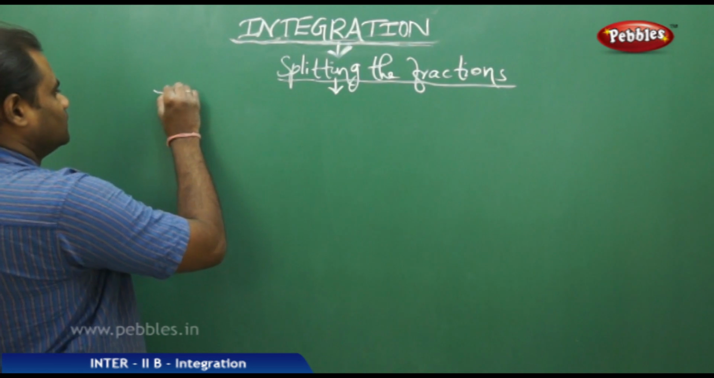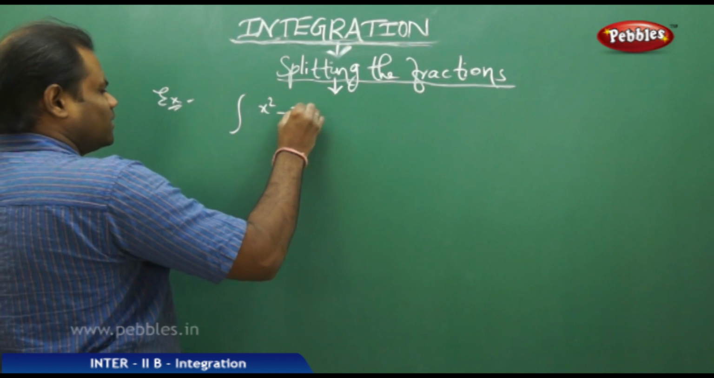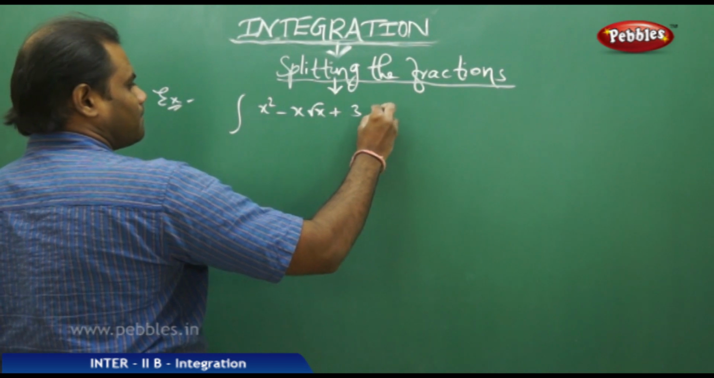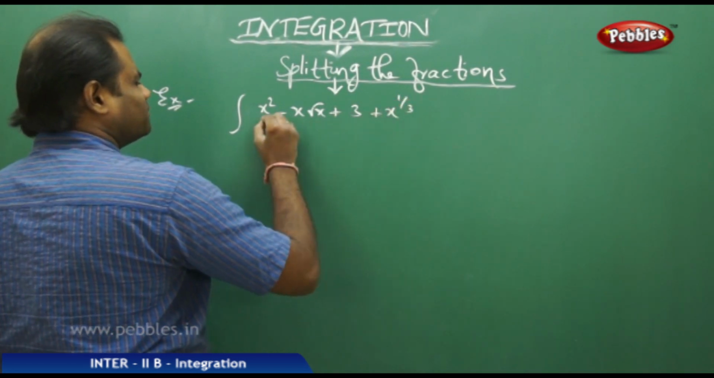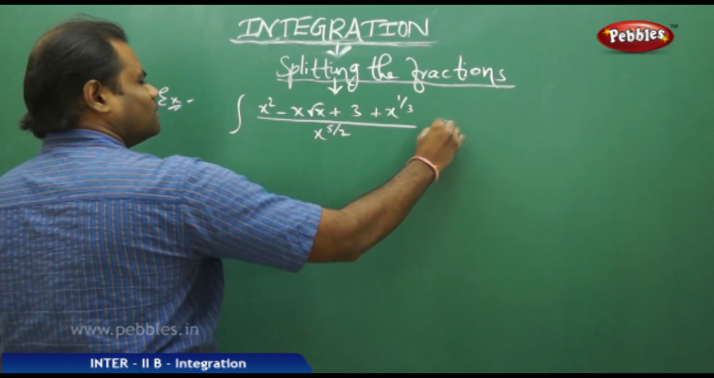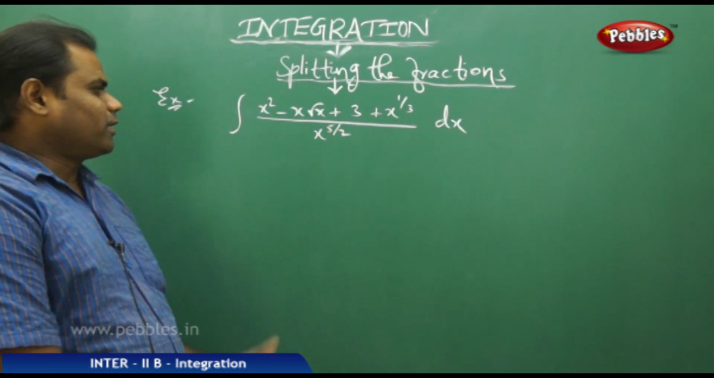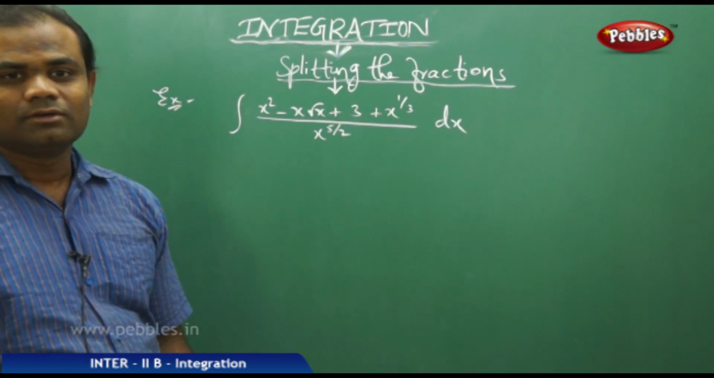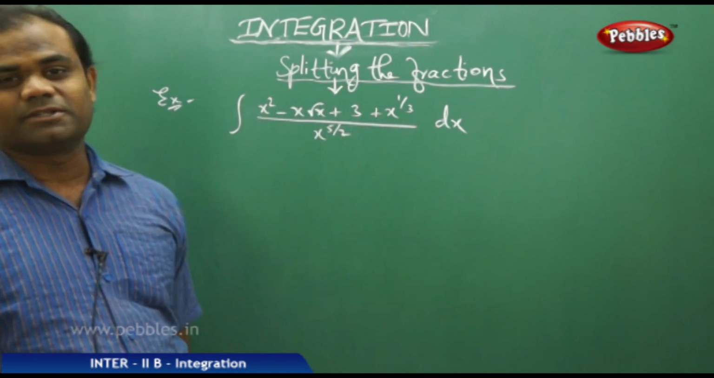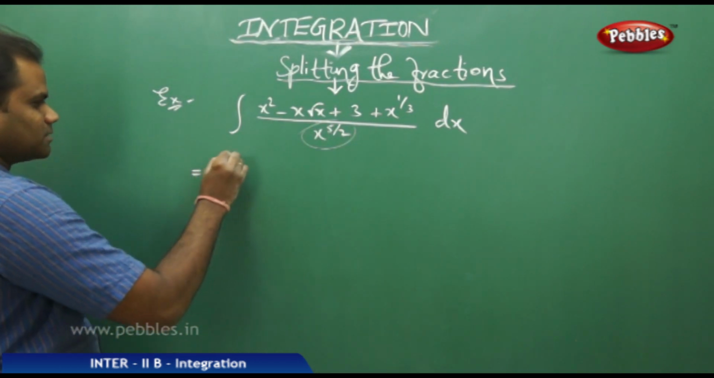Suppose I have the function which has to be integrated as (x squared minus x root x plus 3 plus x power 1 by 3) by something, dx. Now this has fractions with numerator and denominator, where in case of these kinds of problems, where there's only one term in the denominator, we think of splitting the fractions. For these kinds of problems where there's only one term, let's see how I can split the fractions.